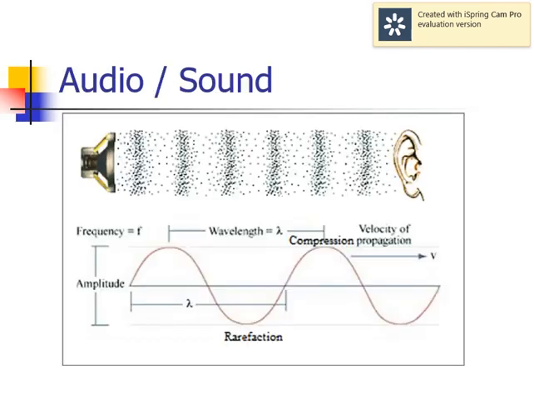The third multimedia element is the audio or sound. There are two characteristics of sound. The first, the amplitude, which is the power or intensity of sound. The louder the sound, the larger the amplitude. Second is the frequency, which is the distance between peaks measured in hertz. The higher the frequency, the clearer and sharper the sound is.